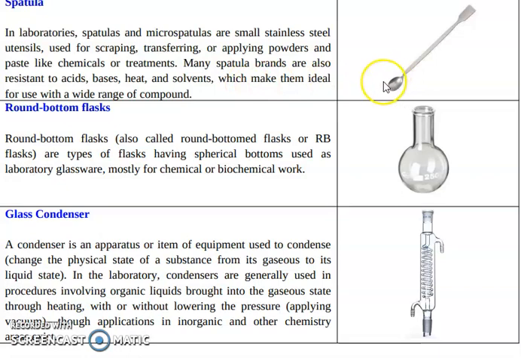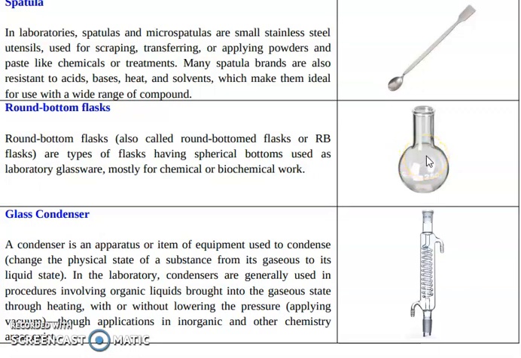A spatula. In the laboratory, a spatula and micro spatula are small stainless steel utensils used for scraping, transferring, or applying powder and paste-like chemicals or treatments. Many spatula brands are also resistant to acids, bases, heat, and solvents, which makes them ideal for use with a wide range of compounds. Now, round bottom flask.